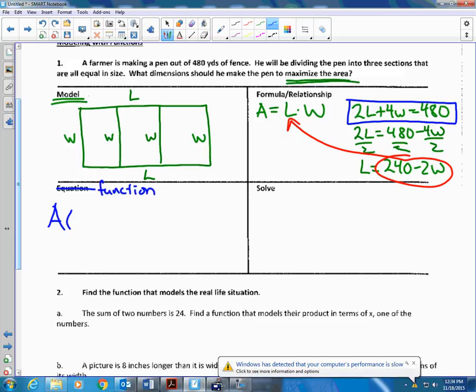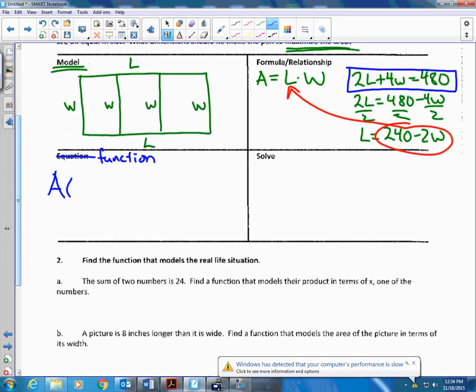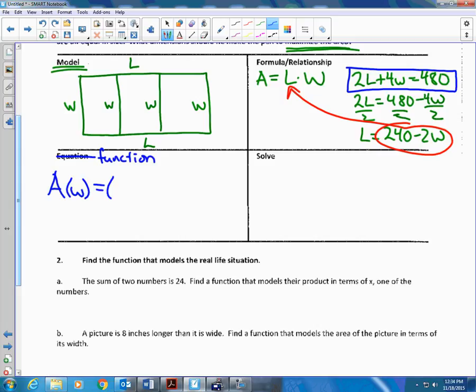Okay. So area in terms of what's our variable that we're using now? We're using W. We solved for L, but the variable that's going to be in use is W. So area in terms of W is, we have 240 minus 2W times W. So I just did that substitution. In other words, the area in terms of width is equal to 240W minus 2W squared. And again, our goal is to maximize area.